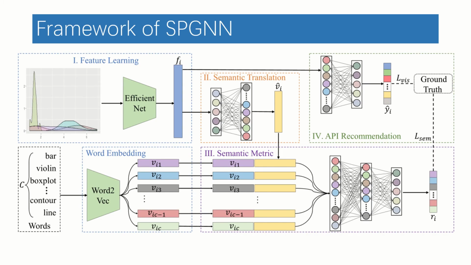Then, I would like to introduce the model we have proposed in this paper, named the Semantic Parsing Guided Neural Network. The framework of SPGNN can be divided into 2 flows. As we can see, the feature learning and API recommendation modules compose the flow path of the plot-based API recommendation, while the feature learning, semantic translation, and semantic matching modules compose the flow path of plot-based semantic parsing.